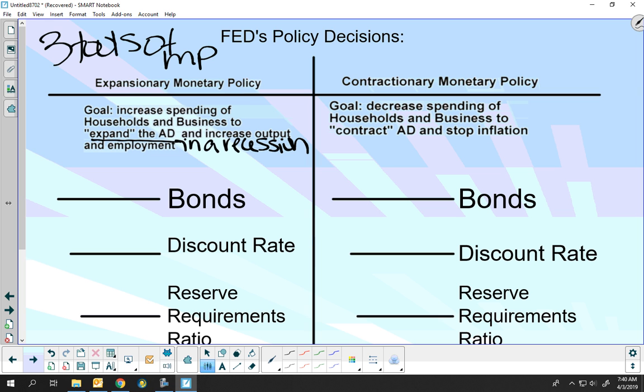Okay, Savannah, we're in a recession. Do you think the goal is to increase or decrease money supply if I want people to be spending more and get us out of the recession? Increase. So all of these things that I'm about to write down increase money supply. So expansionary monetary policy increases the money supply.